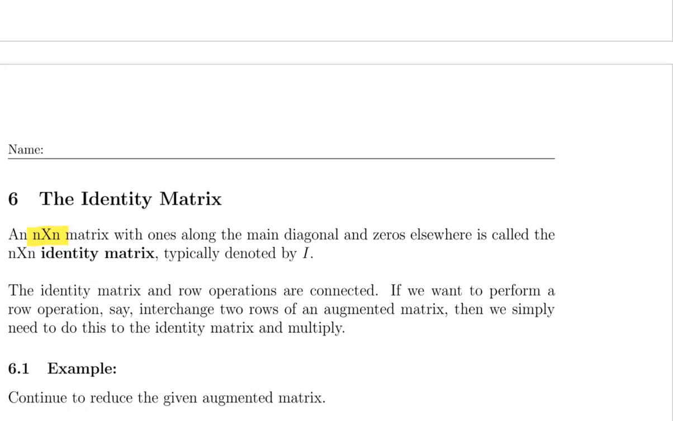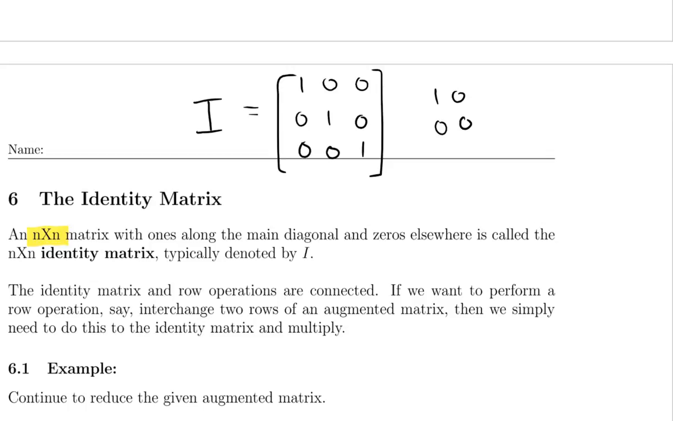It must be square. So if I wanted to illustrate, say, the 3 by 3 identity matrix, we're going to have 1s along the main diagonal and 0s elsewhere. So the 3 by 3 identity matrix would look like 1, 0, 0, 0, 1, 0, 0, 0, 1. Okay, so that would be the 3 by 3 identity matrix. The 2 by 2 identity matrix would be 1, 0, 0, 1. There we go. So there is no single identity matrix. Different sizes have a corresponding identity matrix.